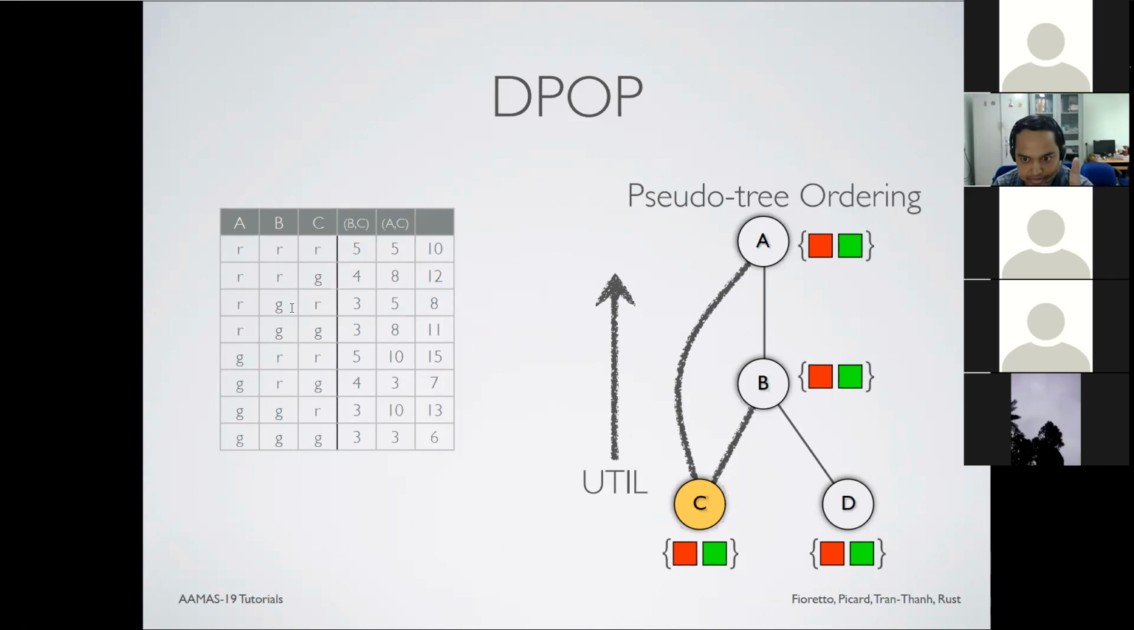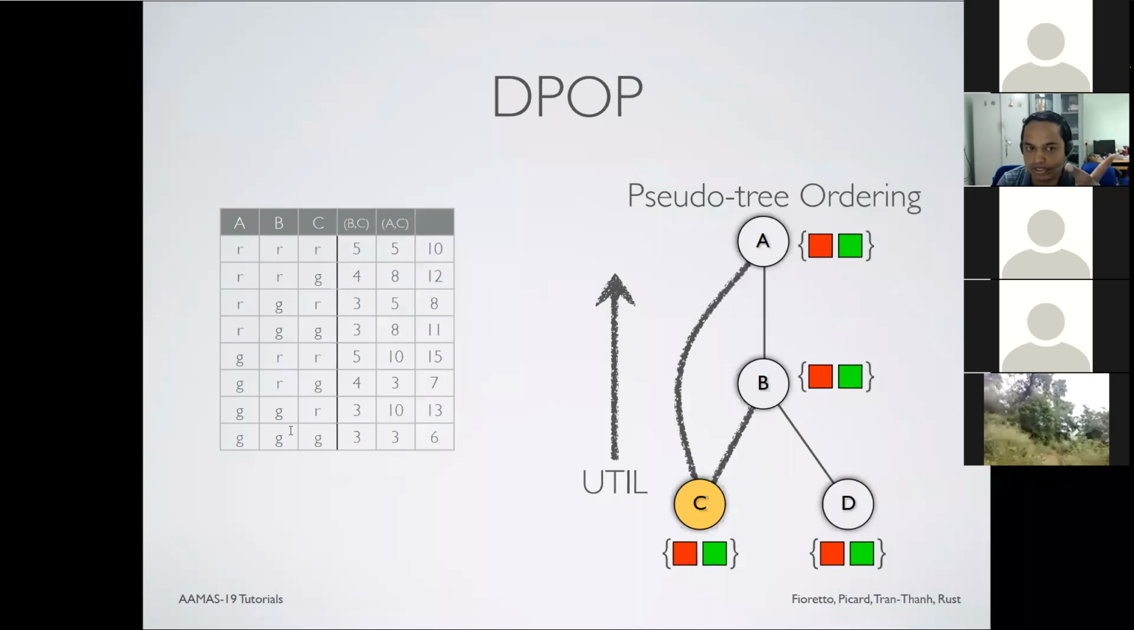A red, B green. In this combination, what will be the possible choices of C? Red and green again. So A red, B green, C is red. Again, A red, B green, C is green. The other combination, A is green, B is red: C can be either red or green. Now A and B both are green. What can be the possible combination of C? Either it can be red or green.